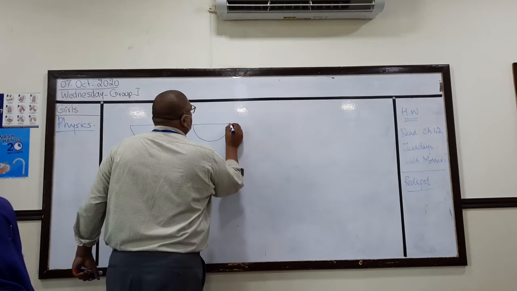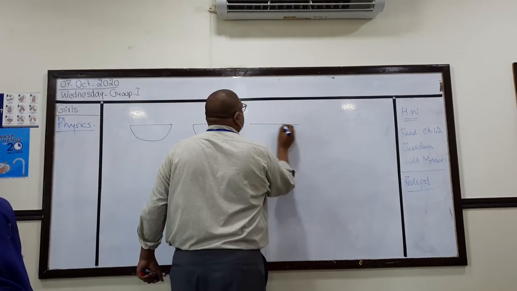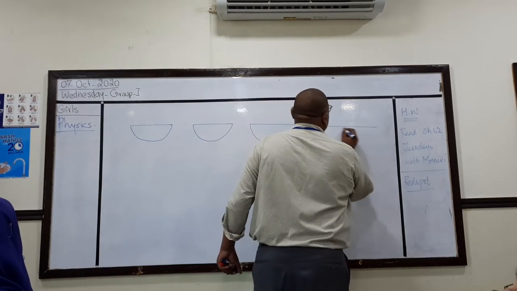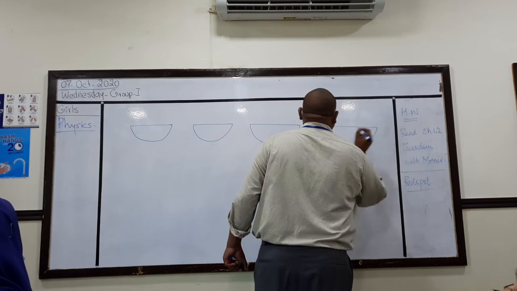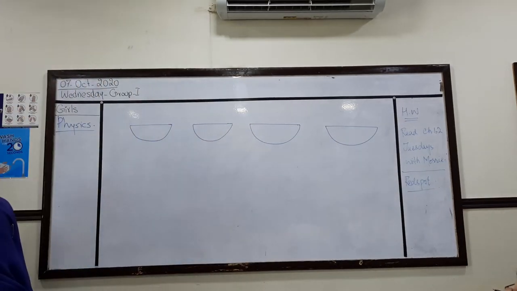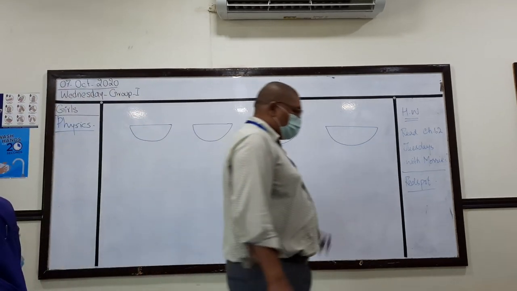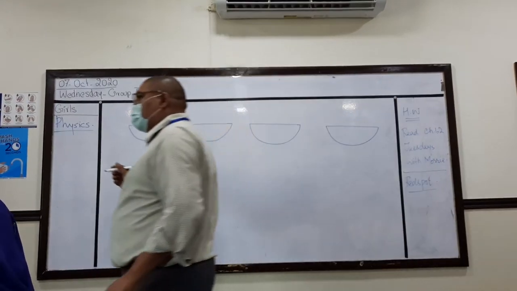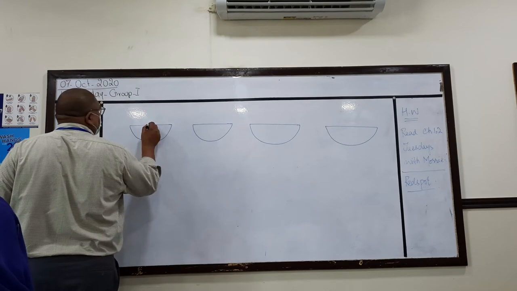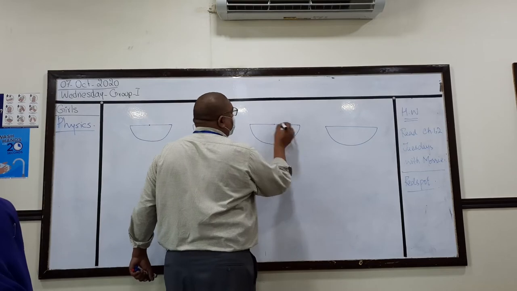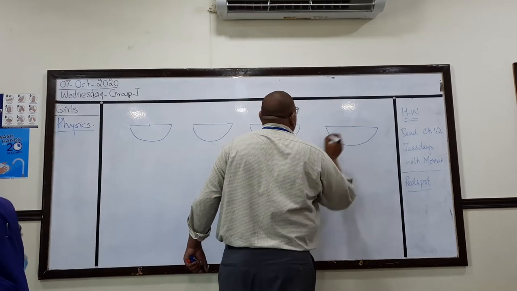Okay? So I will draw this figure, let's say four times. It's the same semicircular glass block which I have drawn four times. Suppose this is the midpoint of its diameter. Here I have the midpoint of the diameter.